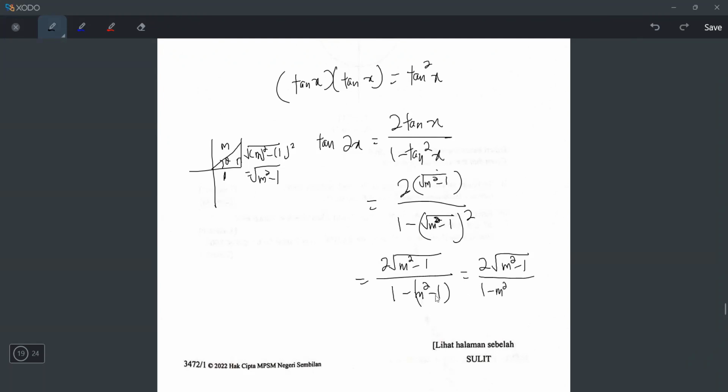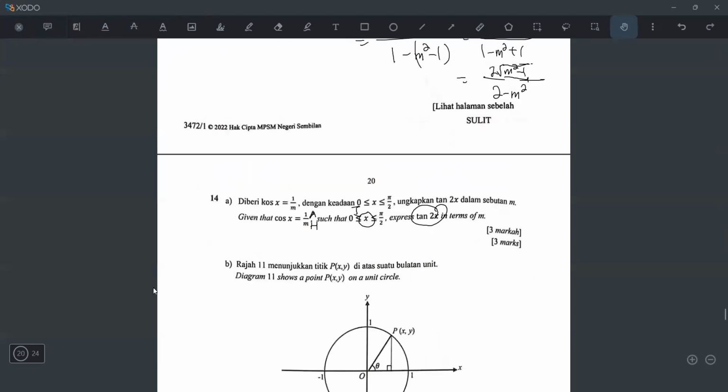1 minus m square minus 1 becomes plus 1 because the negative becomes positive. So now you get my final answer. 1 plus 1 is 2, so 2 minus m square down here, and this will be 2 square root m square minus 1. So that's the answer. But let's write it nicely. This one is m square minus 1. 2 times with square root m square minus 1. Okay, that's the answer for A.